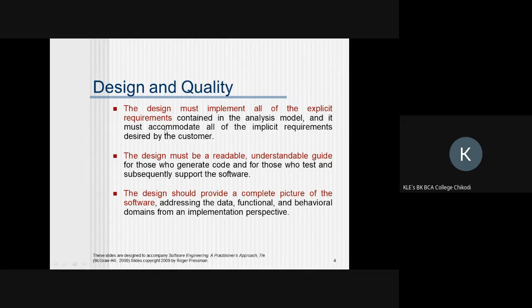Design and quality. Of course, after designing, the design developed by the analyst must be tested properly, whether it is working properly or not. Efficiency will be tested, its easiness will be tested, and whether it is providing complete behaviors or not. It means whether it is exhibiting properly according to the user requirements. All these things will be tested with respect to quality. There are 3 points they have considered here.